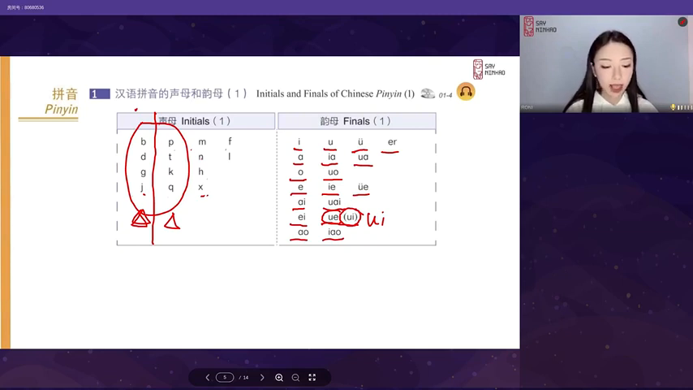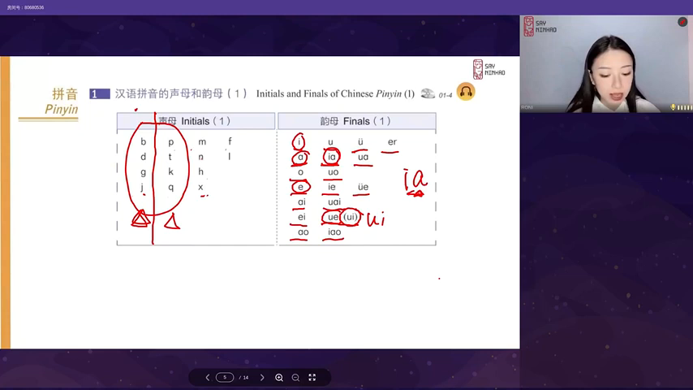So as we can see, there are several different initials here, and E, A, and U appeared in many different finals. And E, A, U's pronunciation might be different from E, A, U, although they are written the same. For example, in this final, A actually is pronounced as ya, okay, ya.